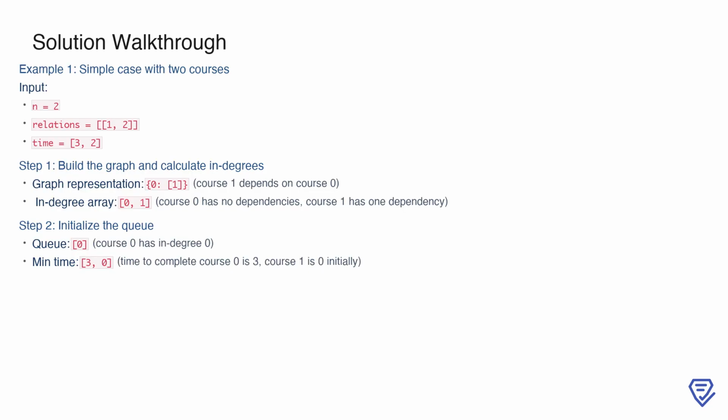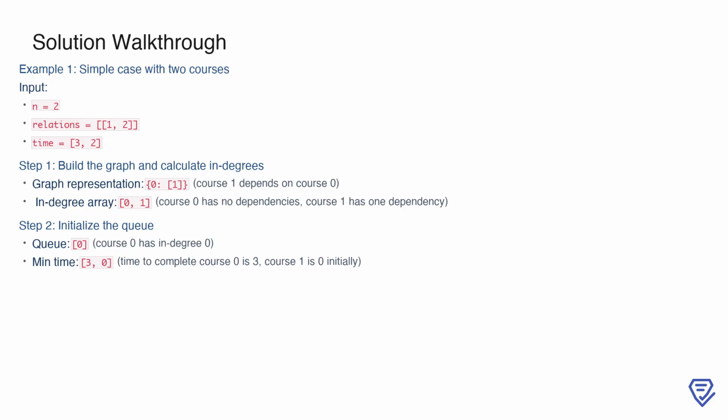To solve this problem, we'll start with a simple example involving two courses. The input specifies that we have two courses, where course 1 depends on course 0. The time required to complete each course is given as 3 for course 0 and 2 for course 1. First, we build a directed graph to represent the dependencies. In this graph, course 0 points to course 1, indicating that course 1 relies on course 0.